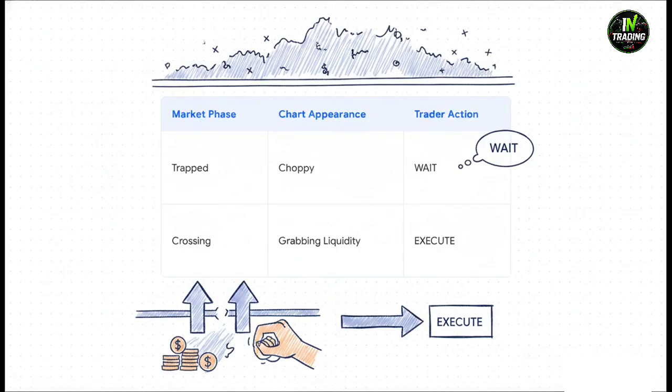When the market is trapped between your two lines, your only action is to wait. Just avoid the noise entirely. It's only when the market phase shifts to actively crossing those lines and grabbing that liquidity that you switch into execution mode. Trust me, a clean chart with just two lines is your absolute best protection against that dangerous consolidation that blows up so many retail accounts.